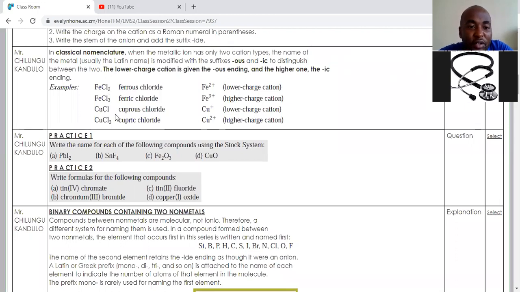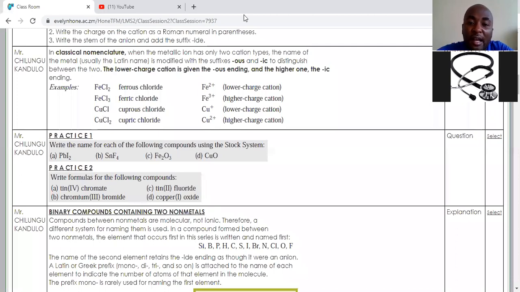Copper is cupric, Cu. So those things, the classical nomenclature uses the actual old names from the discovery.